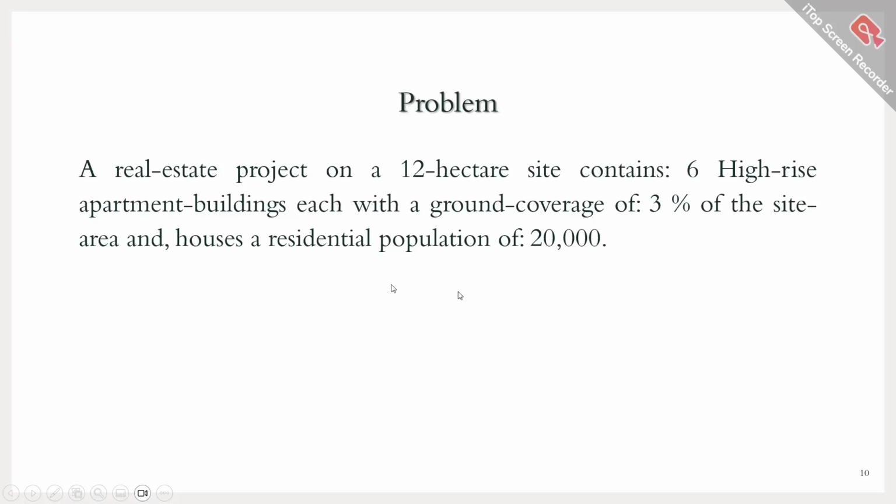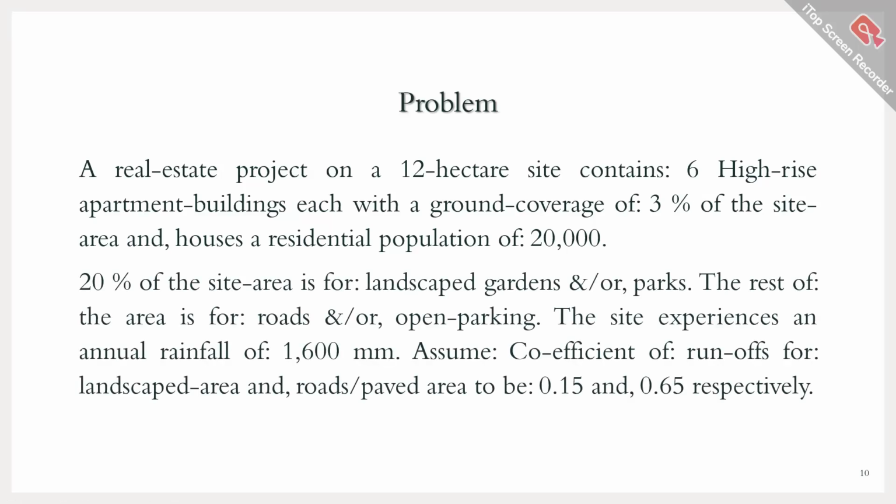And there are 20,000 people who are living in the 6 high-rise apartments. Now it is said in the problem that 20% of the site area is used for the gardens and/or parks. So 6 times 3%, that means 18% area of 12 hectares is gone. Now how much is left? So 82% is left. Among these 82%, again 20% is gone and 62% is left. So this 20% of site area is for the landscape gardens and/or parks.